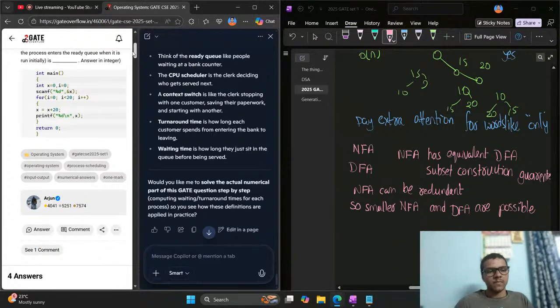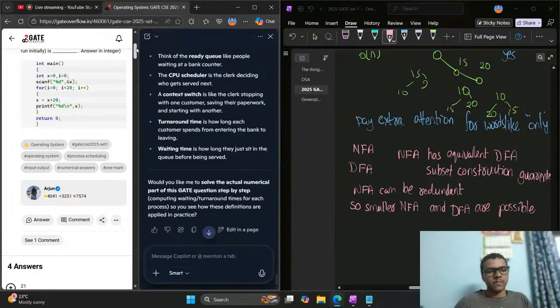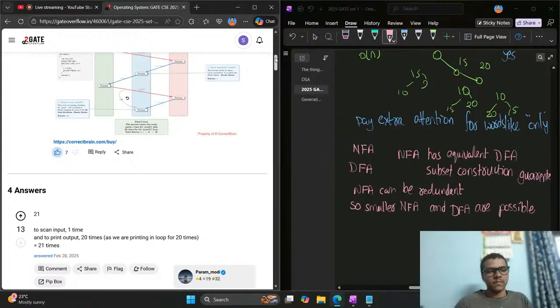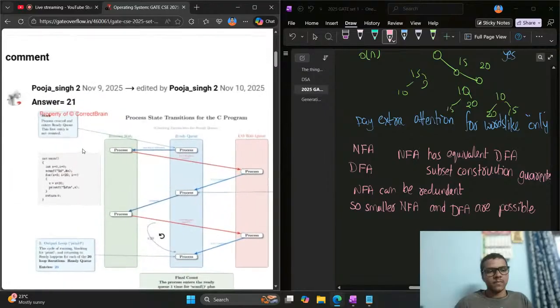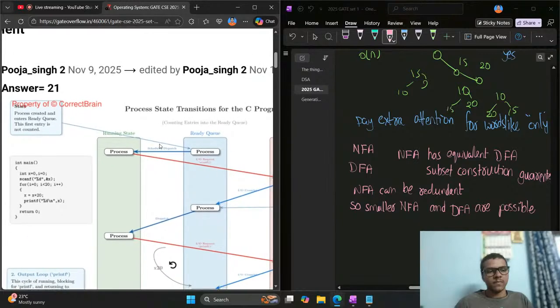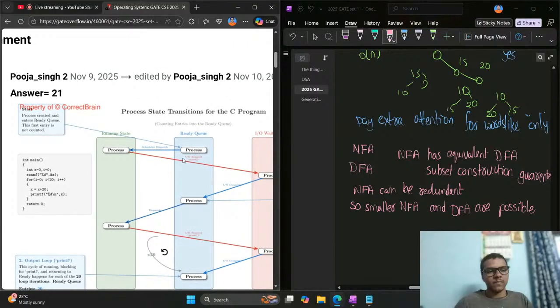Right. So initialize the scanf. For that, you need to go to IO to scan input. Process transition for the C program, counting entries into the ready queue. Process is in the running state, ready queue. Okay, this is the ready queue. This is the running state. I see.